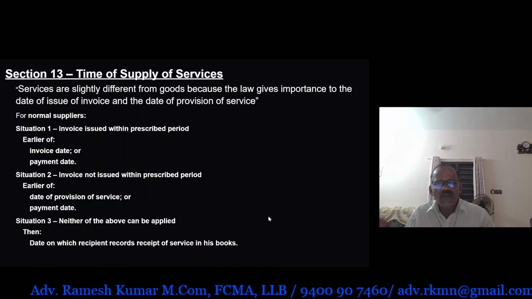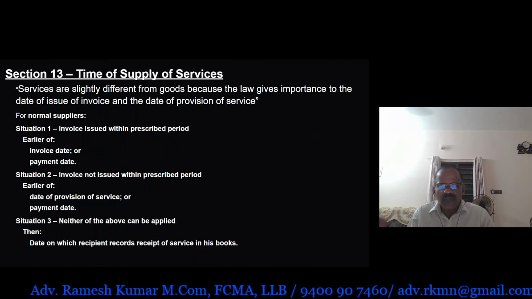Now, we move from goods to supply of services. Section 13 deals with the time of supply of service. The approach here is slightly different from that of goods. The law gives importance to the date of issue of invoice, the date of provision of service, and the date of receipt of payment. So for normal suppliers, we can understand the provision through three situations.